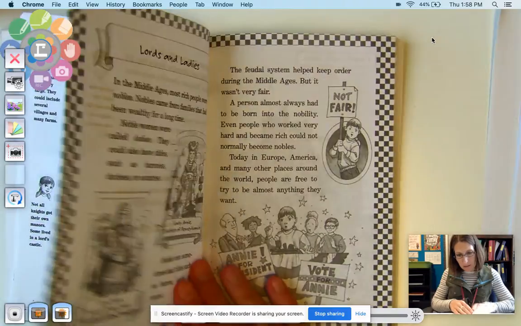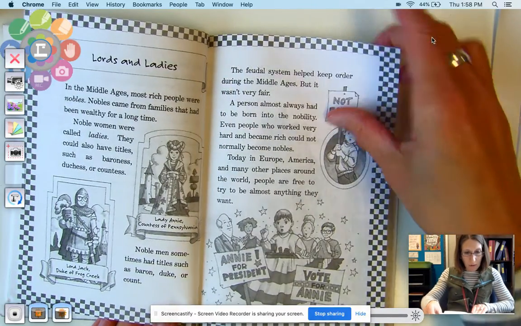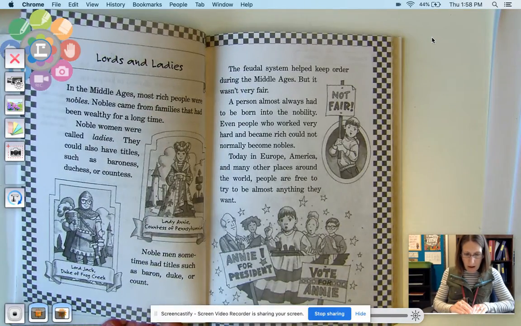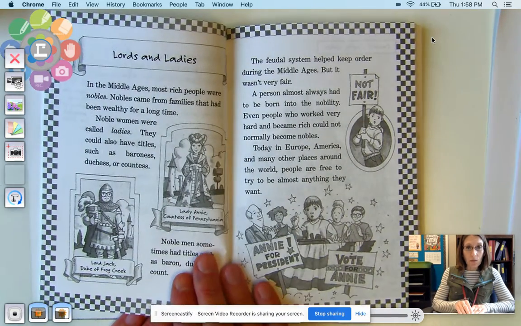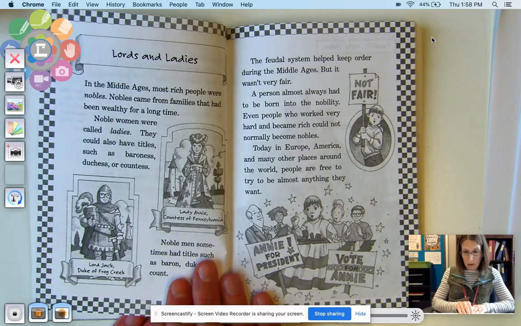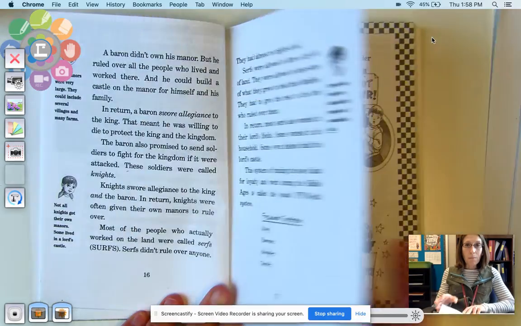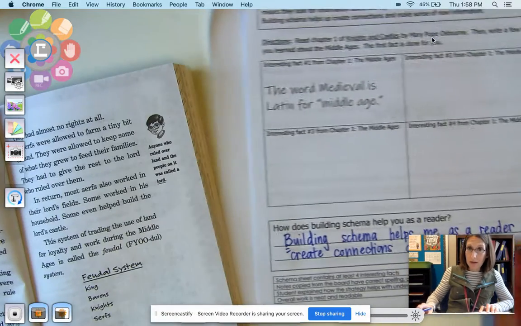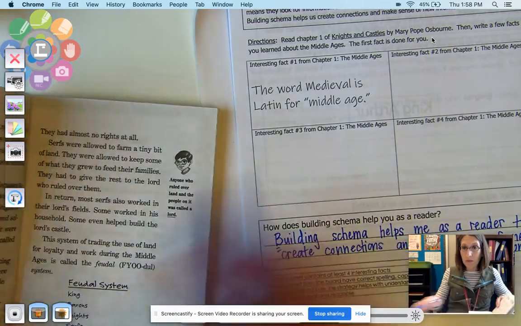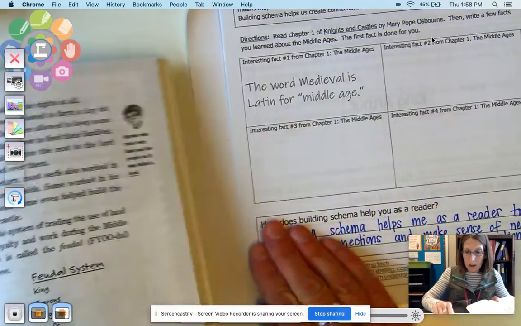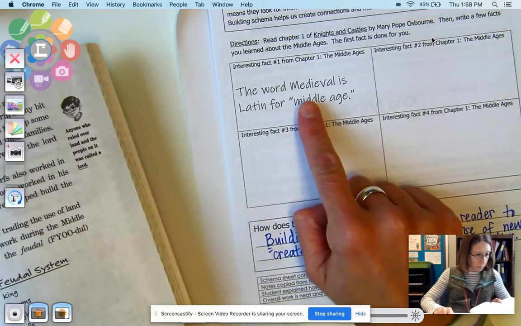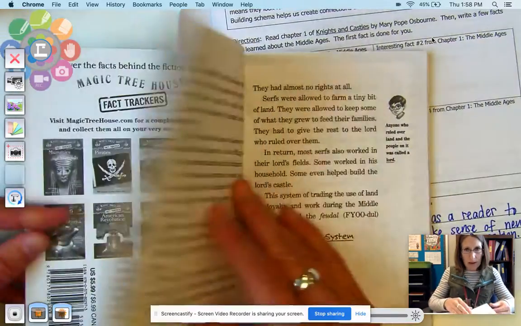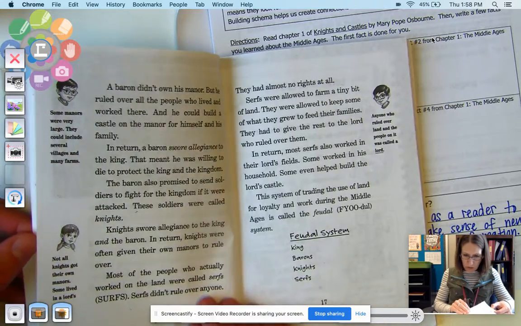All right, so let's see. Then we learn a little information about lords and ladies. And I think what I'm going to do, I'm going to let you read a little bit about lords and ladies on this page. But then what we're going to do is write a few more facts in our packet about things that we've learned from chapter 1. So like I said, the first one is done for you.